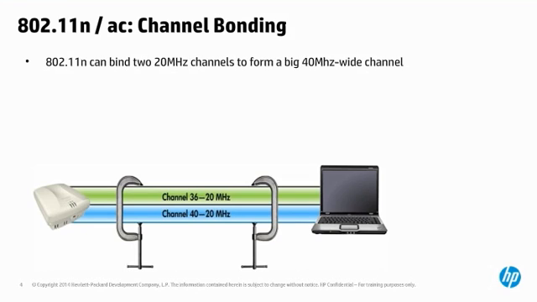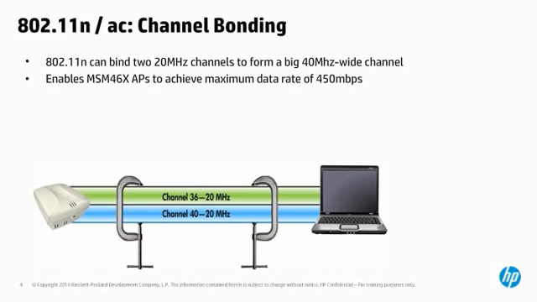With 802.11n, you can combine two adjacent 20 megahertz channels into a single 40 megahertz channel. Bandwidth for a particular WLAN is more than doubled because the guard band between the two 20 megahertz channels can be removed when they are bonded. This guard band is used to prevent interference between channels. This bonding is what enables us to achieve data rates of up to 450 megabits per second.